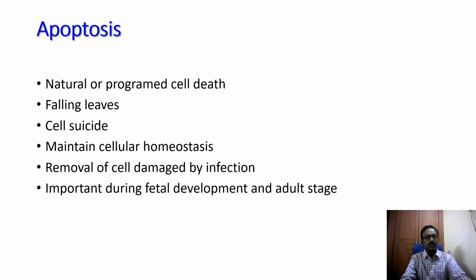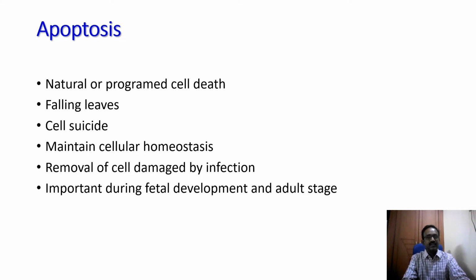Examples: a large number of neurons are produced during the development of the central nervous system. More than 50% of those neurons are removed by apoptosis during the formation of synapses between the neurons. Apoptosis is responsible for the removal of the web of tissue between the fingers and toes during the developmental stage in the fetus, and it is also necessary for the regression and disappearance of the Wolffian and Mullerian duct systems during sex differentiation in fetal life.